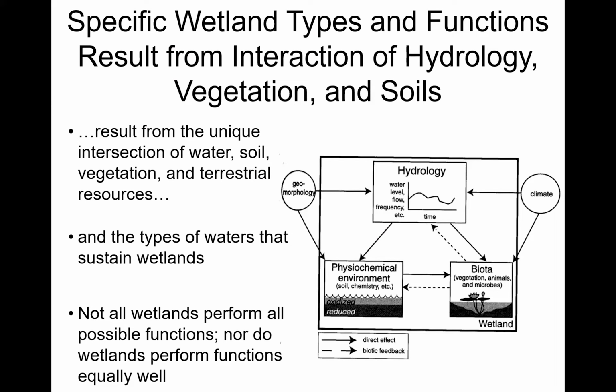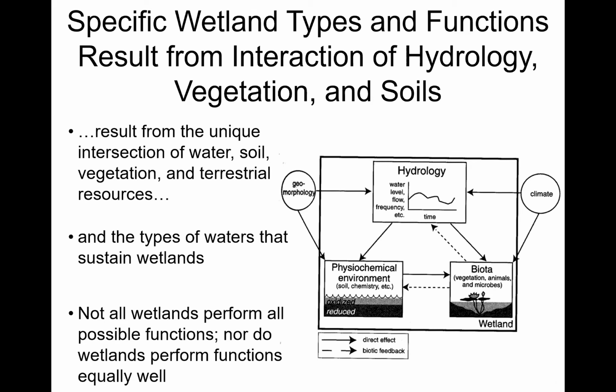So again, the interesting thing about wetlands is this interaction between water, the plants and animals that live there, and the non-living environment, the soils and the chemical processes that happen there. It's this unique intersection of water, soil, vegetation, and terrestrial resources that make interesting science. And the types of waters that sustain wetlands also varies. I mentioned that there can be marine waters that are involved. That has important ramifications on who lives there and what soils look like. Not all wetlands perform all possible functions, nor do wetlands perform functions equally well based on this interaction.